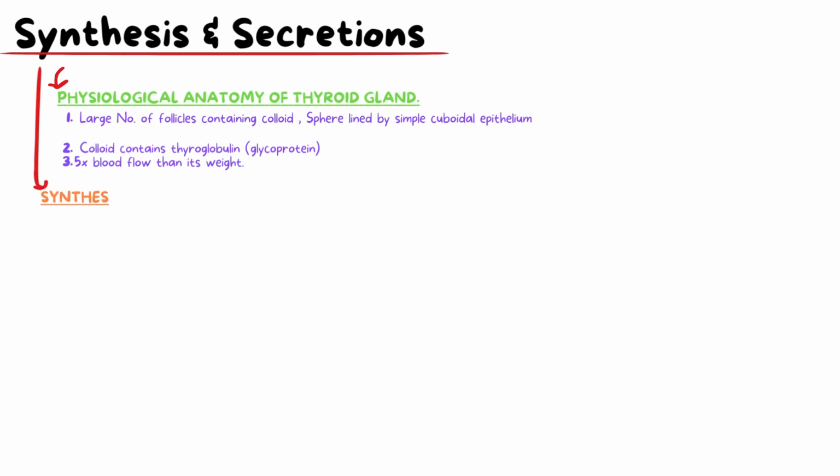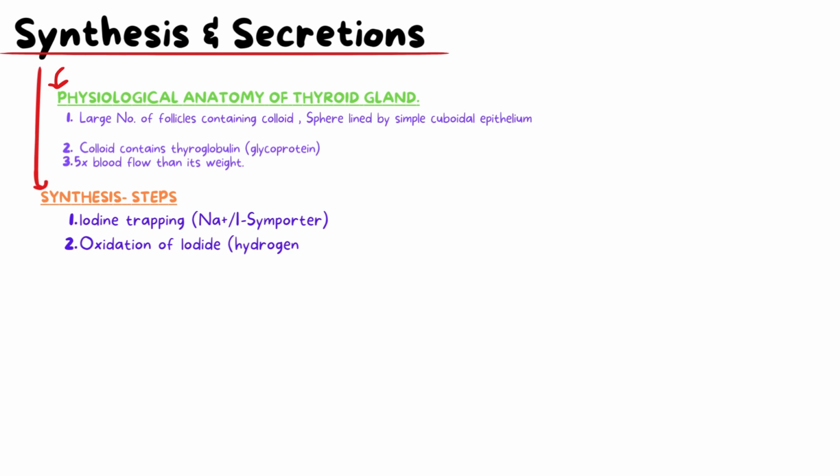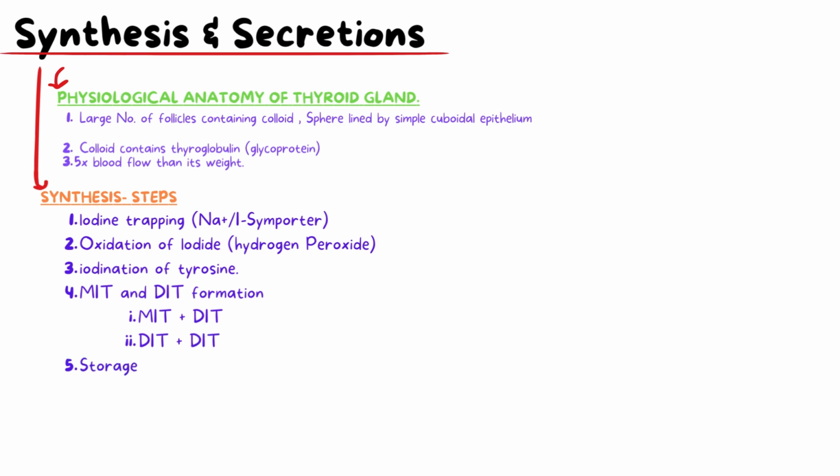Now moving on to the steps of the synthesis of the thyroid hormone. This is the list of steps. Iodine is first trapped through the sodium iodide symporter. Then there's oxidation of the iodide ion through hydrogen peroxide. Then the iodination of the tyrosine residues, or the organification of the thyroglobulin. Then the formation of monoiodotyrosine and diiodotyrosine. Then the coupling of monoiodotyrosine and diiodotyrosine, which forms T3. Then two diiodotyrosines couple to form T4. And then in the end, the storage.